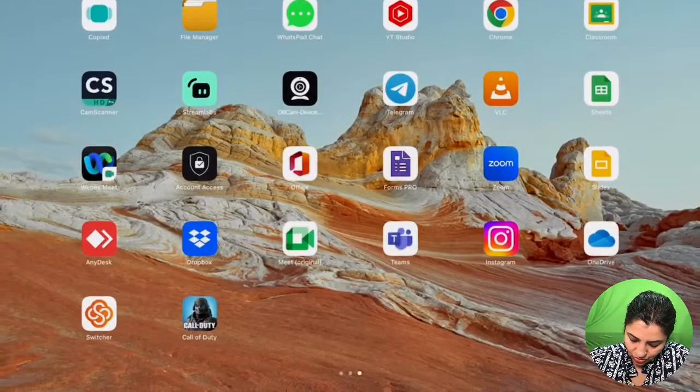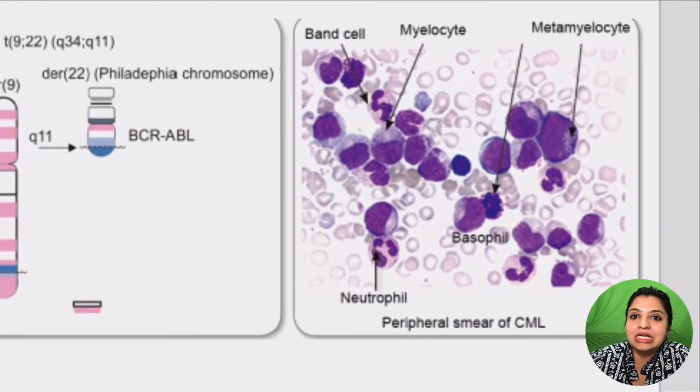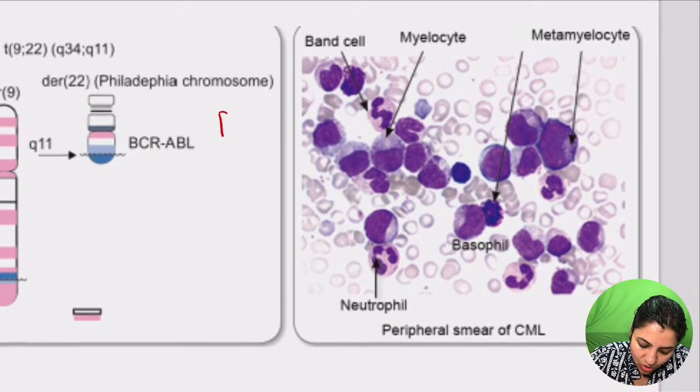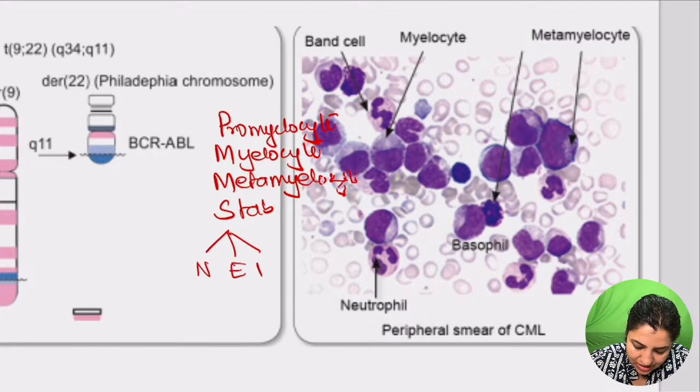So coming to the lab diagnosis in CML, as we talked, all the cells are coming out in the peripheral blood. So all the series of cells will be coming out. If you look at the maturation phases of WBC, in the picture which I showed you in the last video also, whenever we're looking at the precursors of the WBC, remember the code PMMS: promyelocyte, myelocyte, metamyelocyte, and stab.